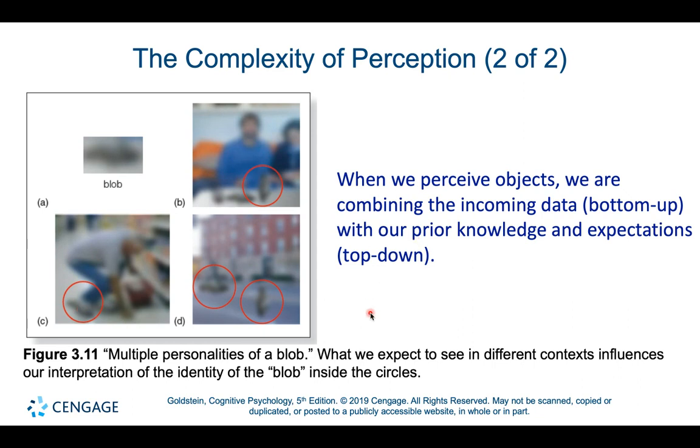So we have now this combination of the data of the blob, right? Its orientation, its color, its shading. We have the data of the context, and then we have our top-down interpretation, knowledge, and expectations of the context and what each of these objects should be in that context. And those things meet in the middle, and that's where you get perception.